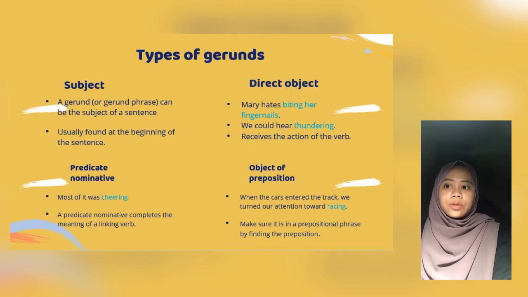3. Direct object. Mary hates beating her fingernails. We call her thundering. A direct object receives the action of the verb. 4. Object of preposition. When the cars enter the track, we turn our attention toward racing. Make sure it is a prepositional phrase by finding the preposition.